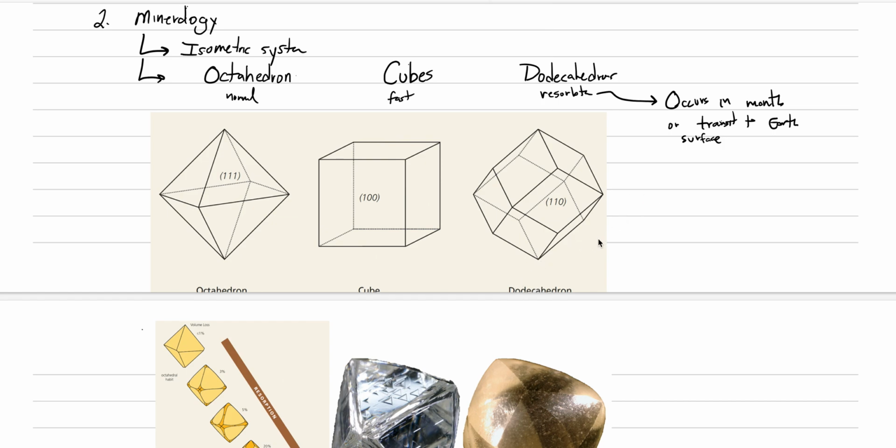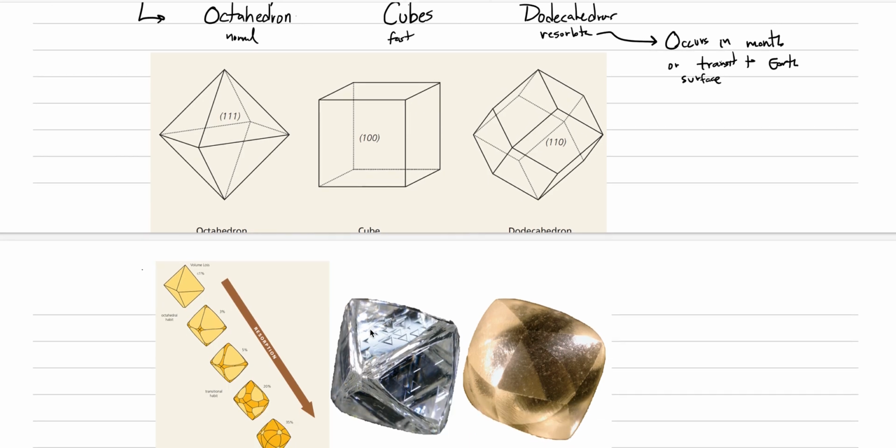That's what resorption means. And what it will start to do is preferentially get rid of the corners and edges, and it can also grow these little features here, which are called trigons. I'm going to label this. These little upside down triangles are called trigons, and they are evidence for resorption. So maybe what you could do in your notes is draw a diamond.